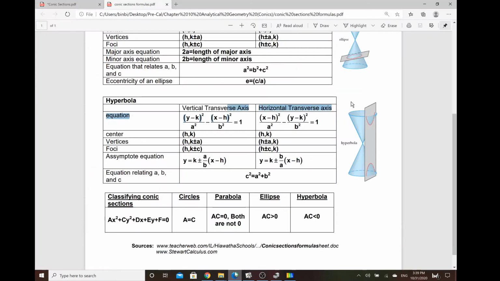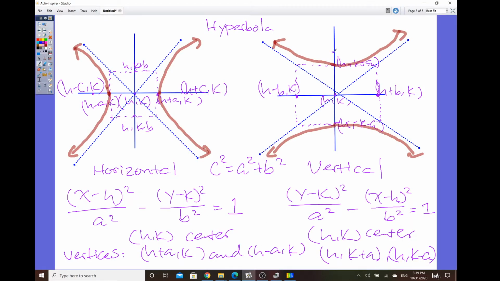Going back to the formula sheet, the foci for the horizontal one are h plus or minus c, comma k. For the vertical one, it's similar: h comma k plus c, and the other one down here, h comma k minus c. The way to find the value of c is just taking the square root of the quantity a squared plus b squared. Now this is just a general structure.